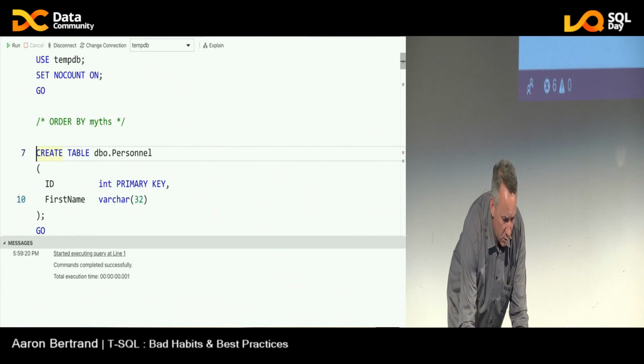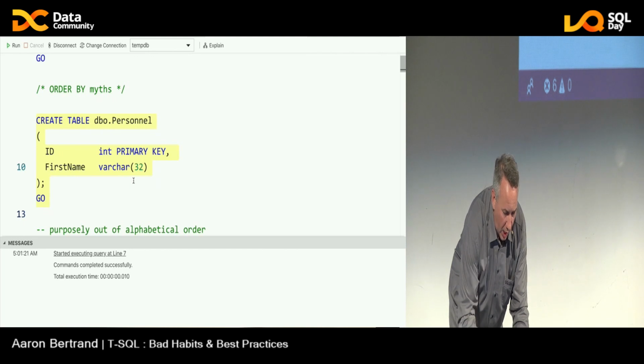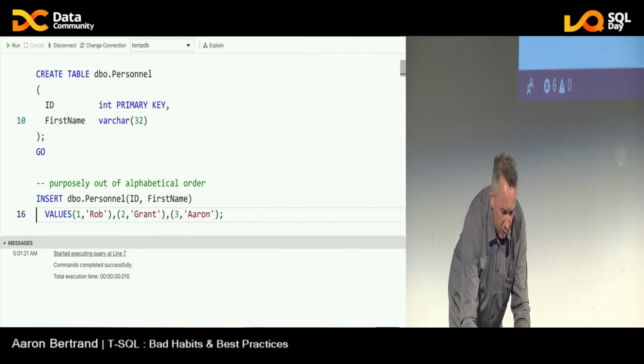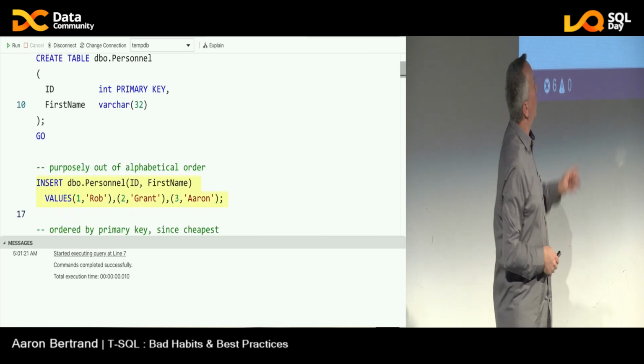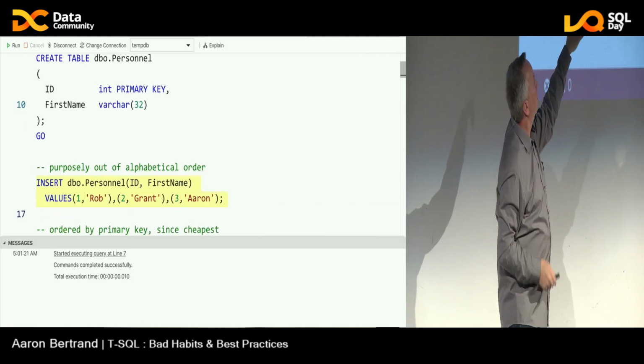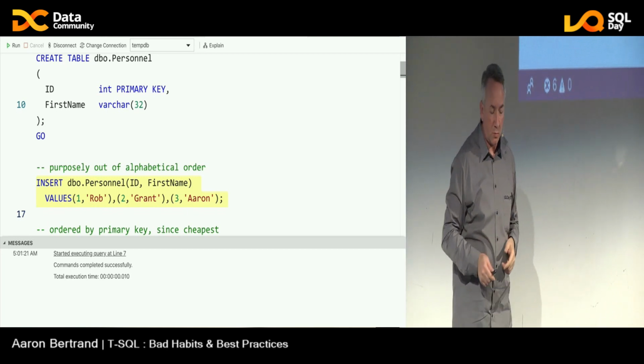Okay, so I'm going to create a table with just ID and first name. I'm going to insert a few rows intentionally out of order. So 1 is Rob, 2 is Grant, who I don't think is here, and 3 is me.